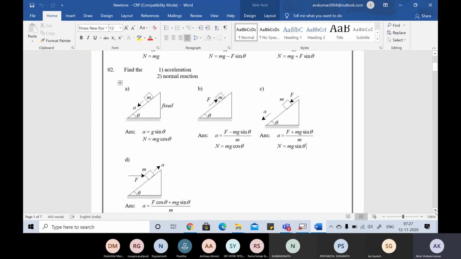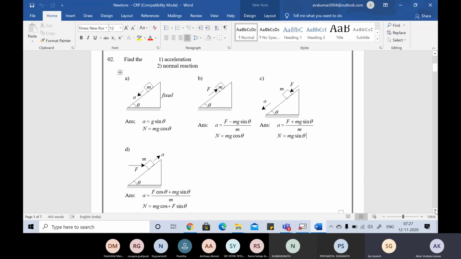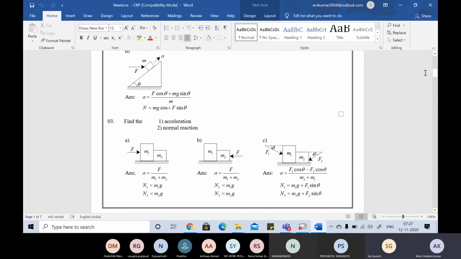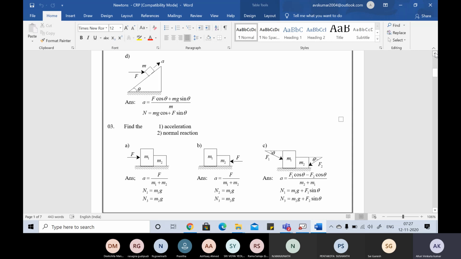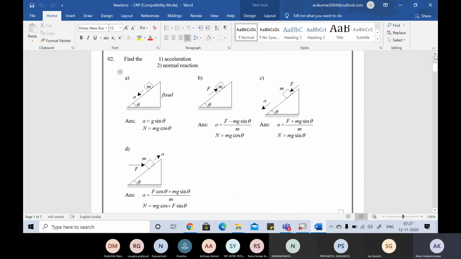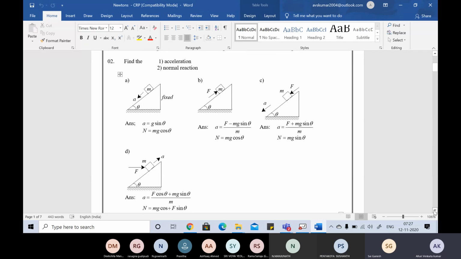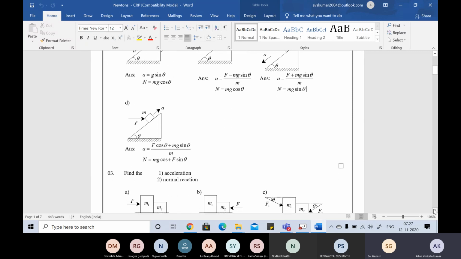Next, sir, third one, C. Third one, C. This second one, D part, everybody got it? Yes, sir. If anybody has any doubt, the second one D part, acceleration is equal to F cos theta plus or minus?